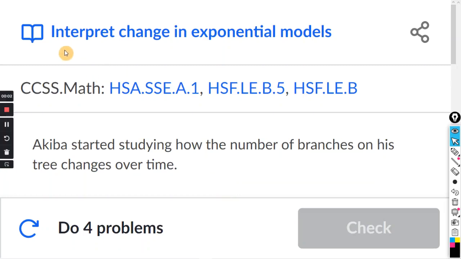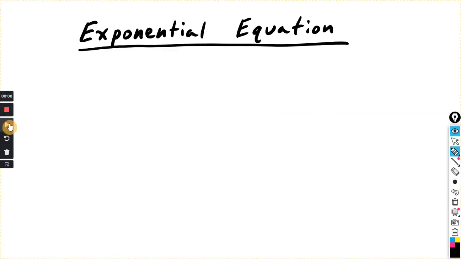This will be for the exercise, interpret change in exponential models. So just some notes real quick. We're going to be using the exponential equation, and that is going to be y equals a times b to the power of x.